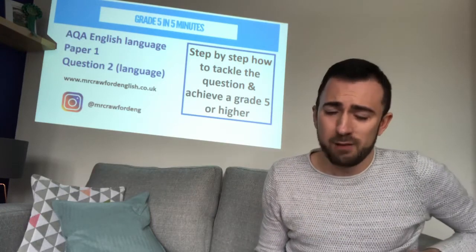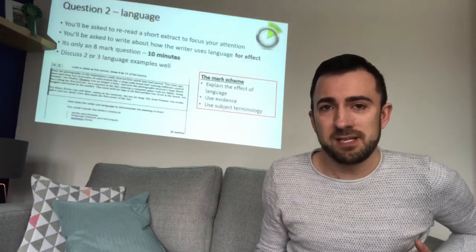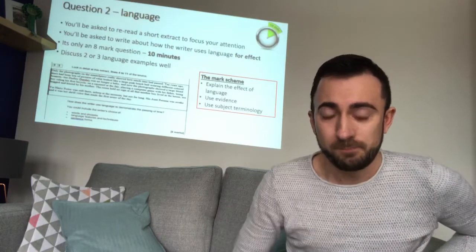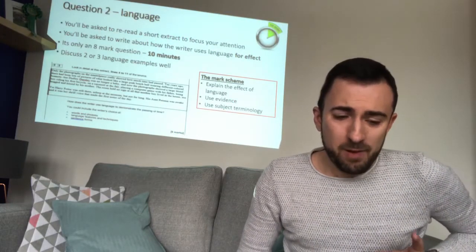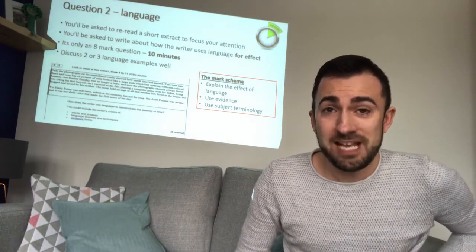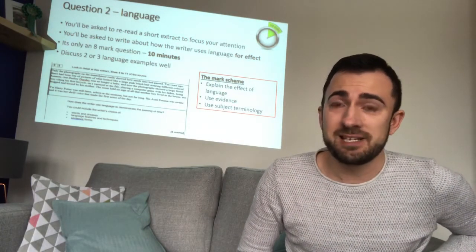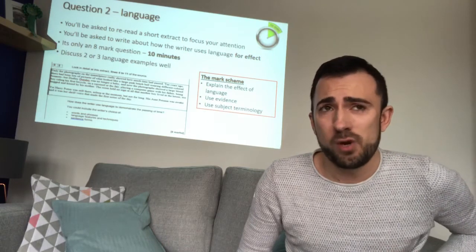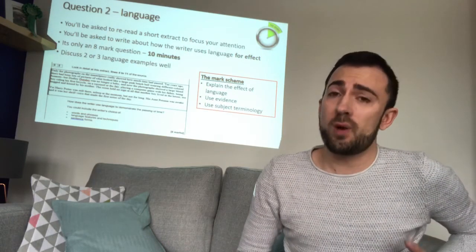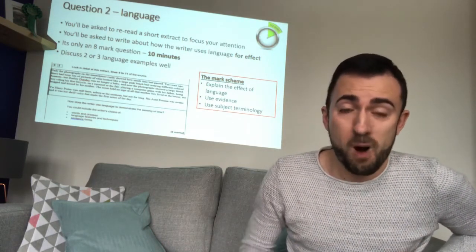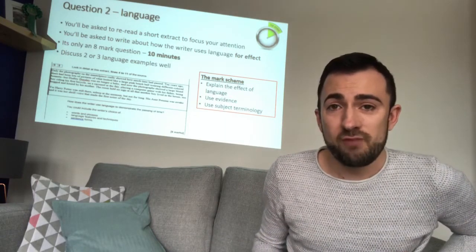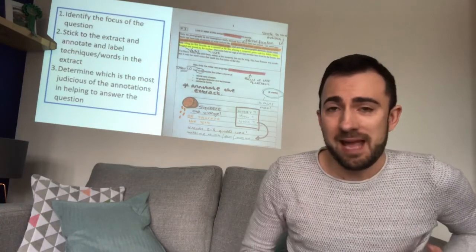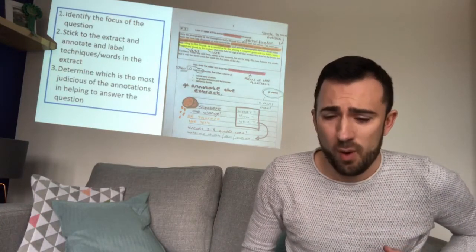The focus of this video is to go through step by step how to tackle paper 1, question 2. We know then that we're going to get a mini extract on the exam paper. We'll be asked to write about the effect of language. It's only 8 marks. We're only going to spend 10 minutes answering this question. It would be pointless spending any longer because there are more questions later on in the exam that are worth more marks. And we're going to try and focus on sticking to talking about 2 or 3 examples really, really well. We don't want to be writing pages and pages and using lots of different quotations.